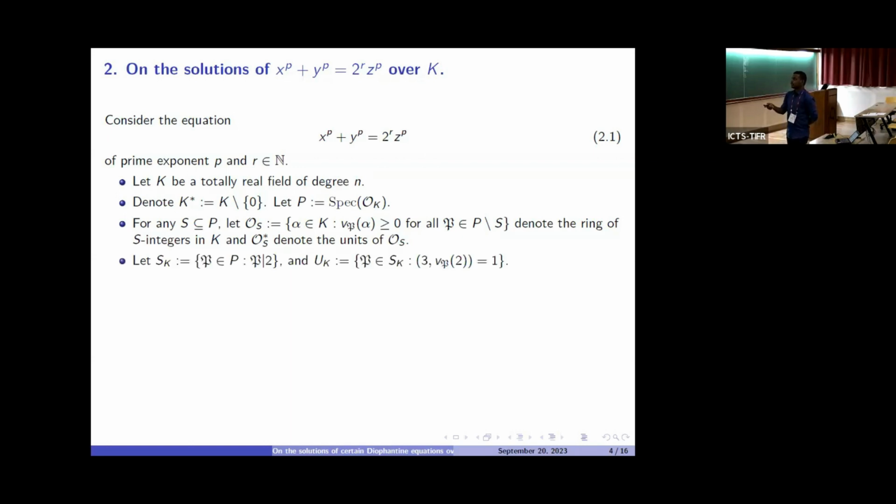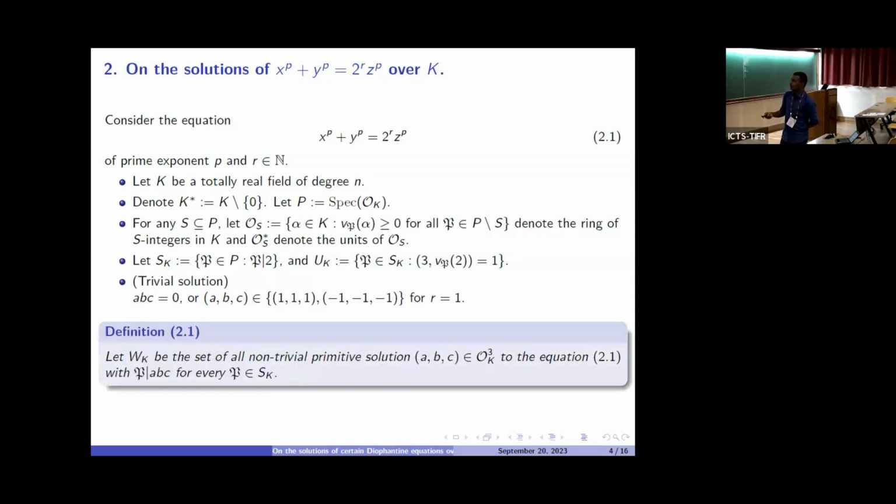Then we denote by SK the set of all primes lying above 2, and UK denotes the set of all primes P belonging to SK such that 3 is relatively prime to the valuation at P of 2. Basically, these two sets will play an important role in our main results. Now we define the trivial solution. A trivial solution means either ABC equal to 0 or (A, B, C) belongs to this set for r equal to 1. These are the trivial solutions, so we remove them and study the other solutions.